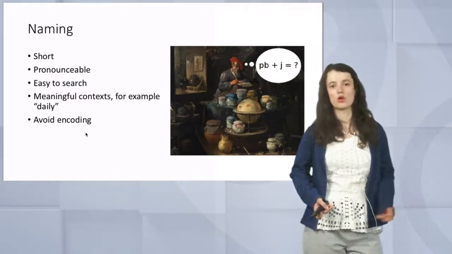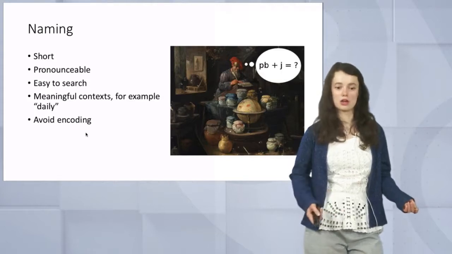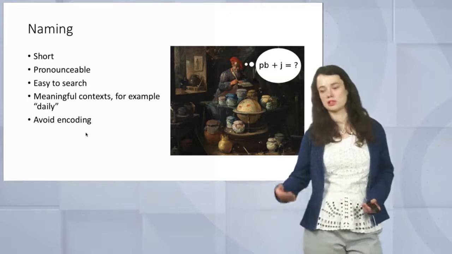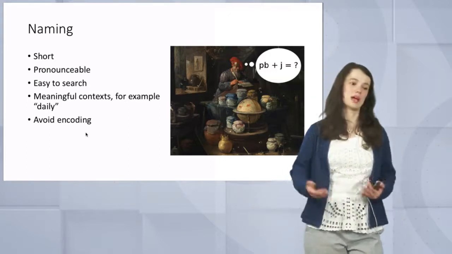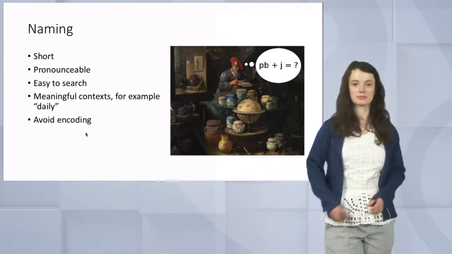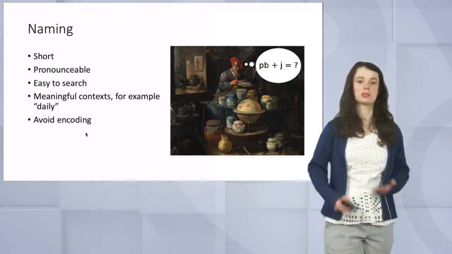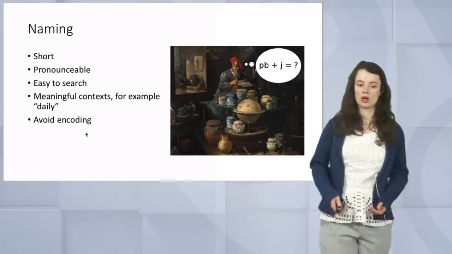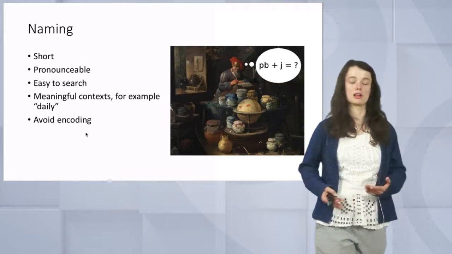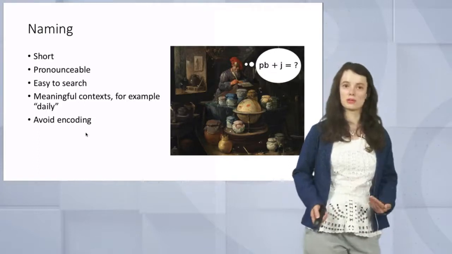Thus, you should avoid encodings like C360, which is a short way of naming customer 360. That's maybe a table which contains information about your customers. And the variable should contain meaningful context, for example, daily or monthly. And that should not be provided as a context like variable x. This is not a meaningful name, but it is pronounceable.